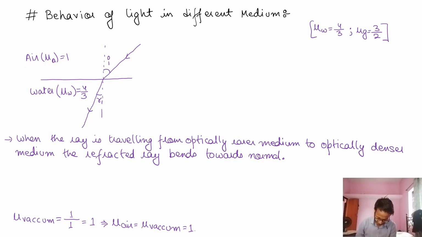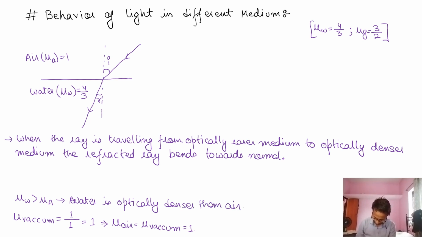So if I say refractive index of water is greater than refractive index of air, that means water is optically denser than air. Okay. If water is optically denser than air, tell me one more thing. Where is the speed of light greater? In air or in water?